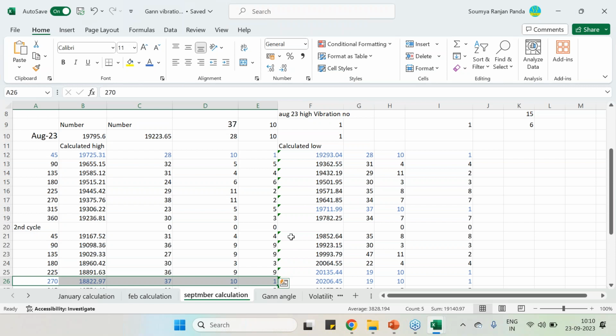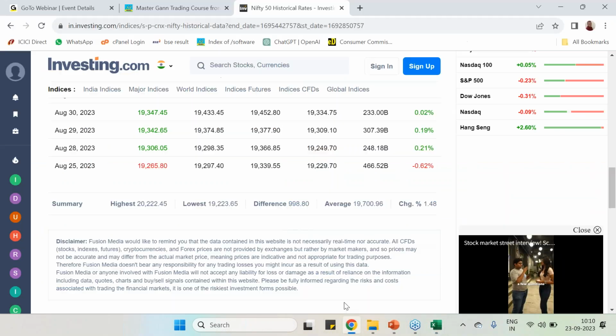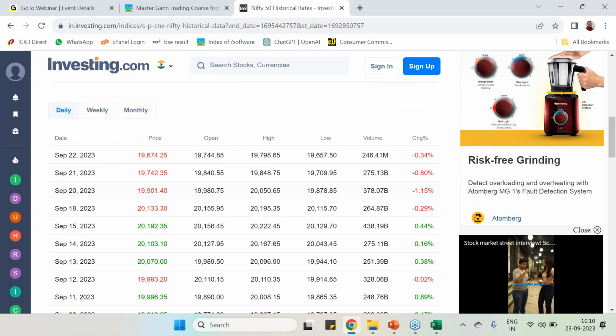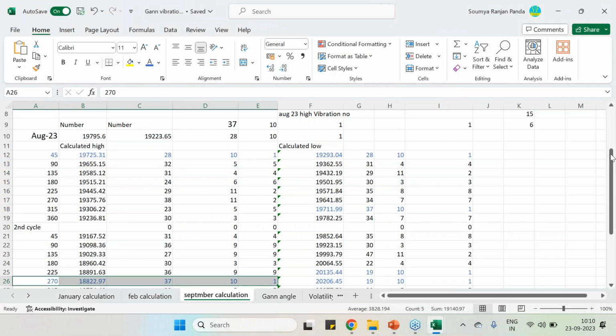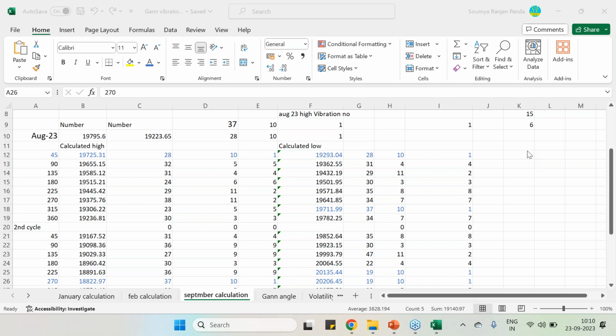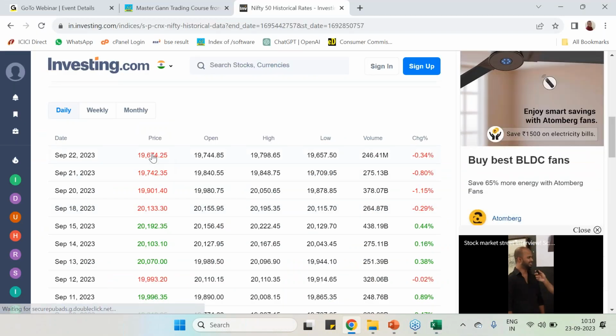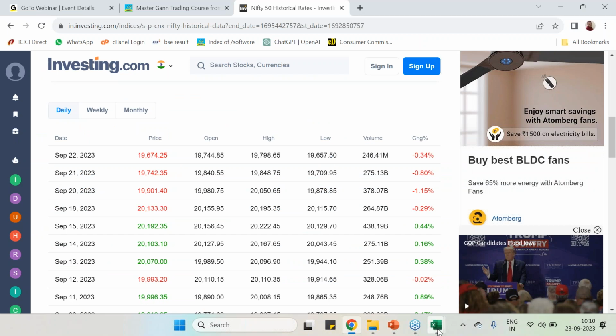Yesterday you would have observed how important 725 was. Yesterday, in September 2022, how important was 725, 19725? You would have observed. Now 657 has come here. 657, 90-degree level, it has 675, and you can say 657.